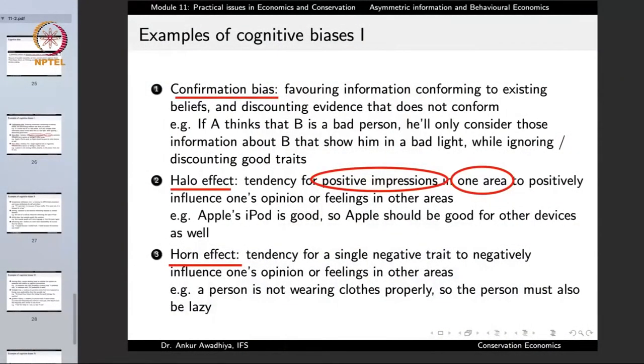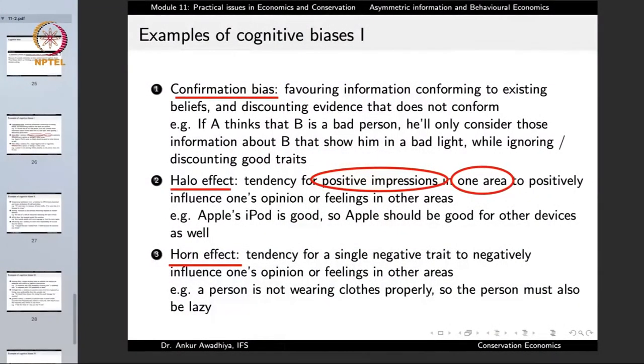So in the case of the horn effect, tendency for a single negative trait to negatively influence one's opinion or feelings in other areas. In the case of conservation, we have observed examples in which a national park was built and, say, in a village of 100 families, 95 families wanted to move out. Because in any case, who wants to live in the center of a jungle surrounded by animals? Everybody wants to be a part of the mainstream. And whenever a national park is made, people are given a very large sum of money as compensation to move out. And moving out has to be voluntary. You cannot force anybody to move out. So it is a voluntary decision that people make. Now 95 families decided that they wanted to go out and they made use of this opportunity. But there were 5 families who for some reason wanted to stay inside.